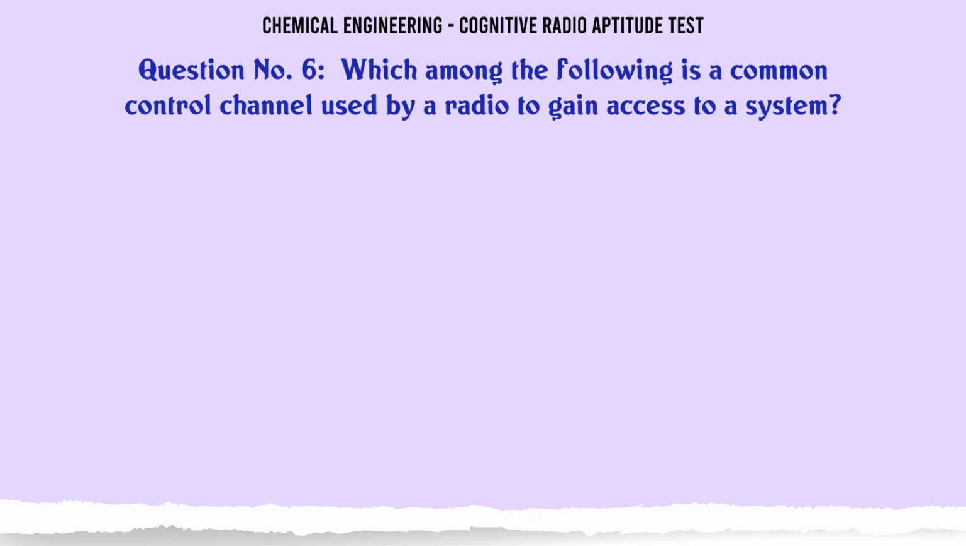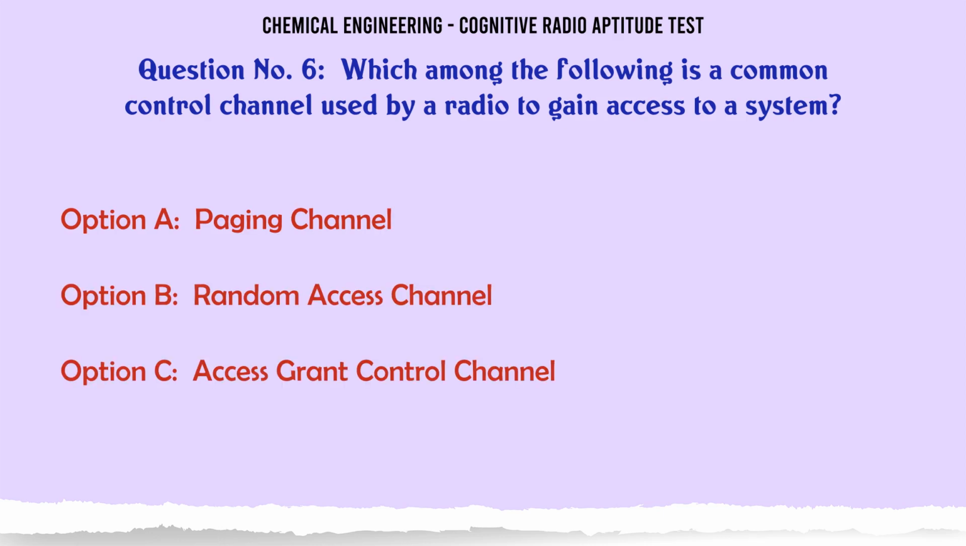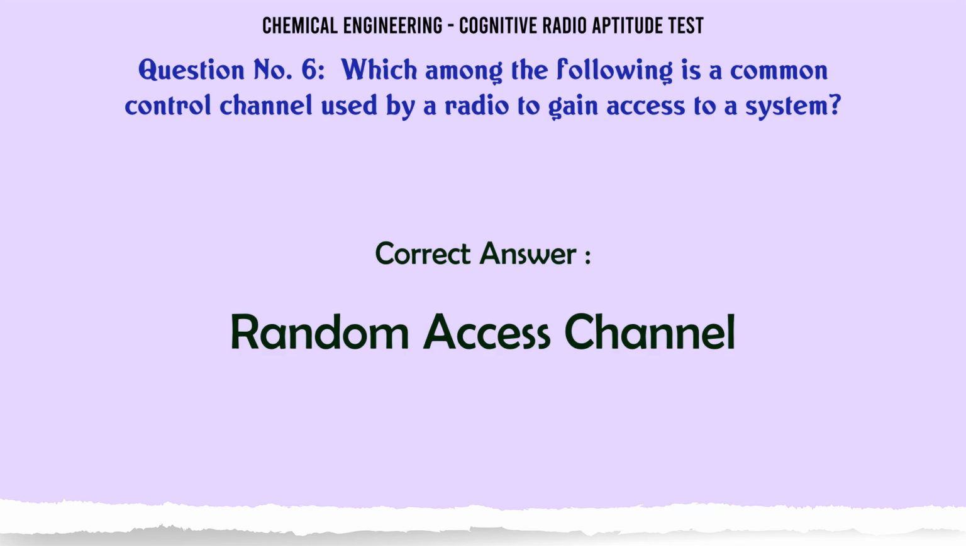Which among the following is a common control channel used by a radio to gain access to a system? A. Paging channel. B. Random access channel. C. Access grant control channel. D. Cell broadcast channel. The correct answer is random access channel.